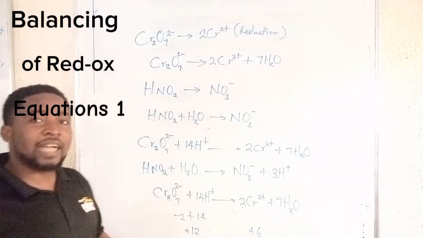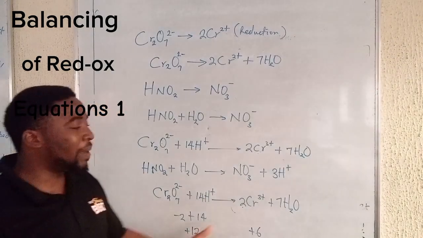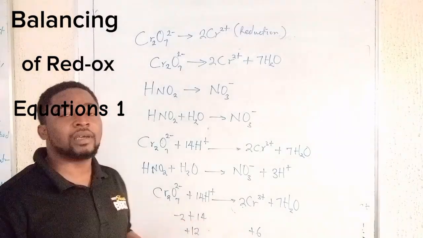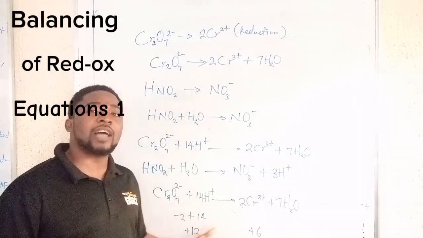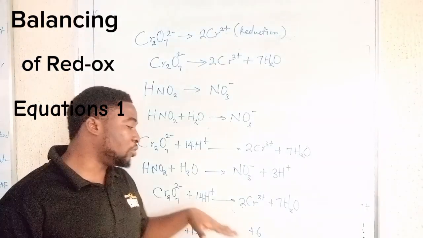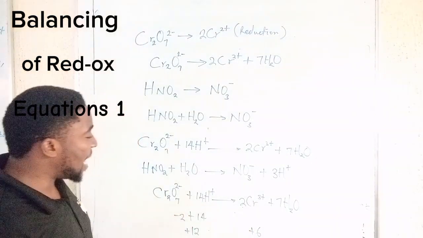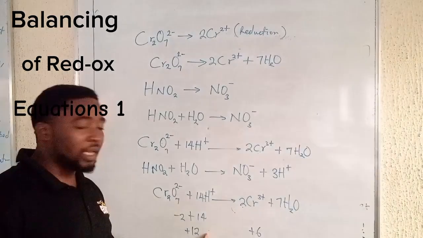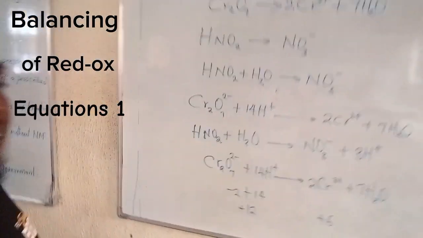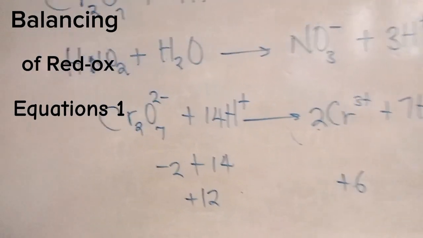So you can see that at this point the charges are not the same, they're not balanced. So for me to balance the charge, I need to add the appropriate number of moles of electrons to the side that has more positive charge, to reduce it and make the numbers the same. So I need to add 6 moles of electrons to the left hand side. I hope you can see it.